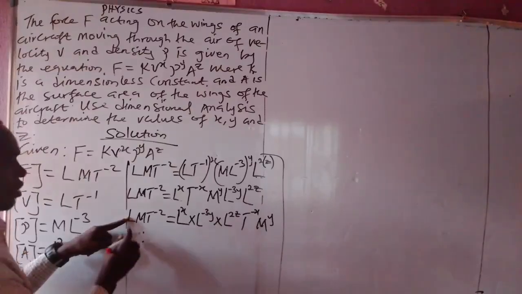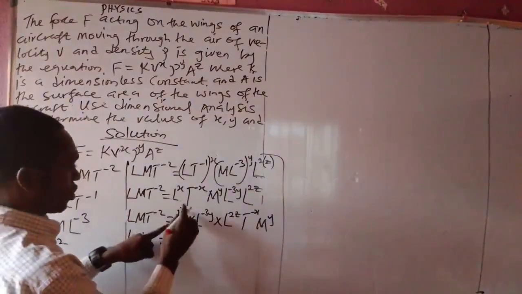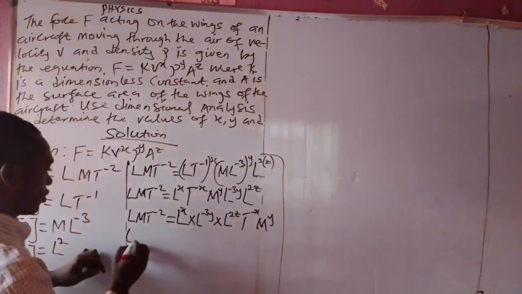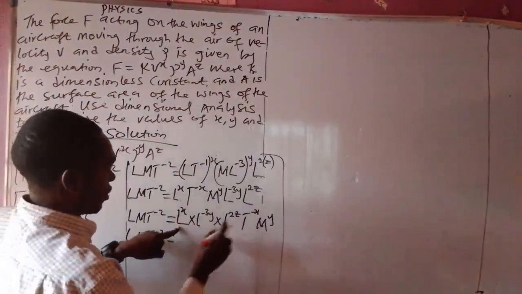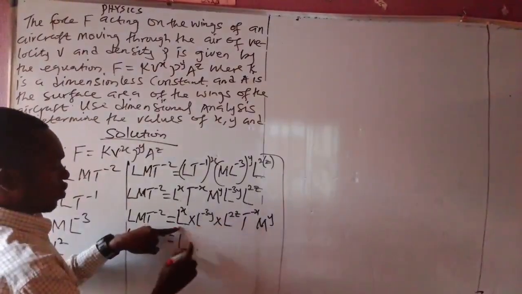What are the exponents of L, the power of L? L here is 1, which will be equal to L here. But before we do that, let's carry out this so that it will be clear to us. We can have this equals to L. In indices, when we have the same terms multiplying each other, you pick one and add the power.